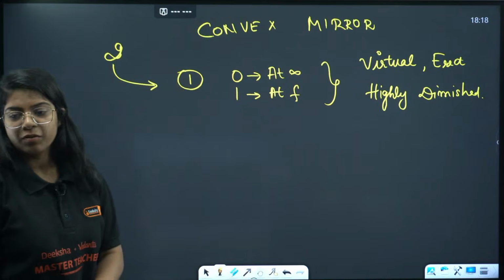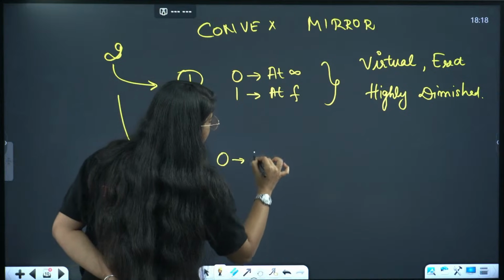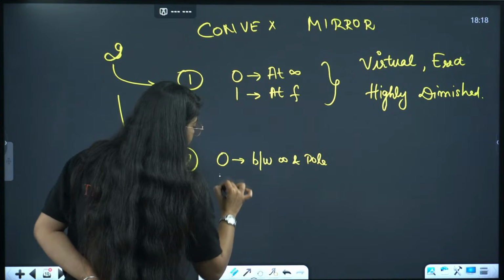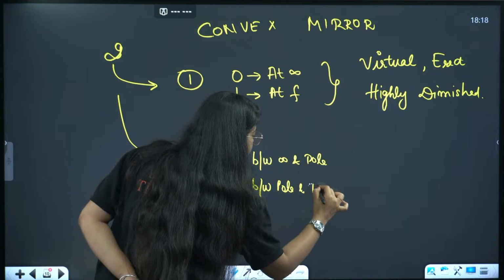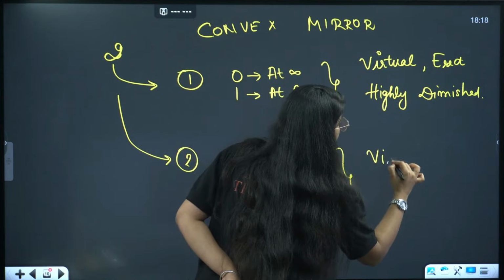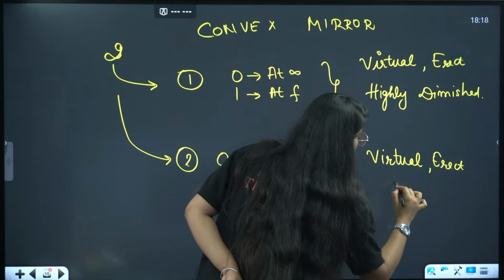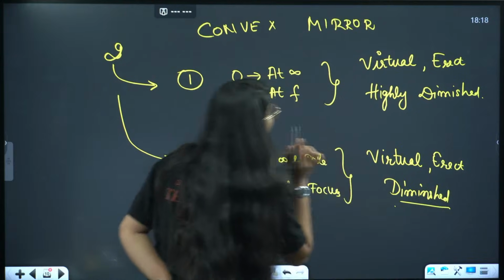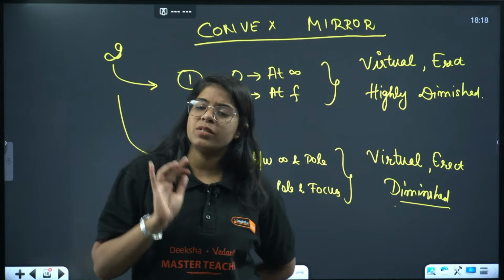Done? Yes, at focus. The second case, what was the second case? The object was between infinity and pole, right? And the image was formed between pole and focus of the convex mirror. ठीक है? Now in this case also the image is virtual and erect and it is also diminished. So what we learned from here? In case of convex mirror, the image is always virtual, erect and always diminished. ठीक है?